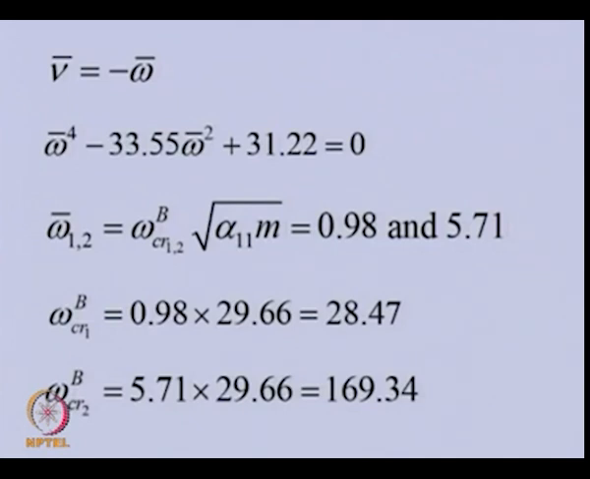But for backward whirl, if we substitute this expression, we will see that the polynomial reduces to this. In this particular case, we will have two positive roots, and we will get correspondingly the first backward critical speed and the second backward critical speed, both in radians per second.